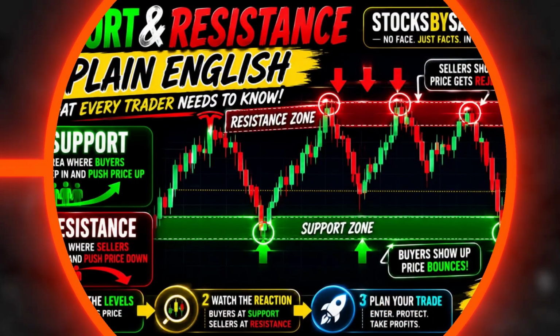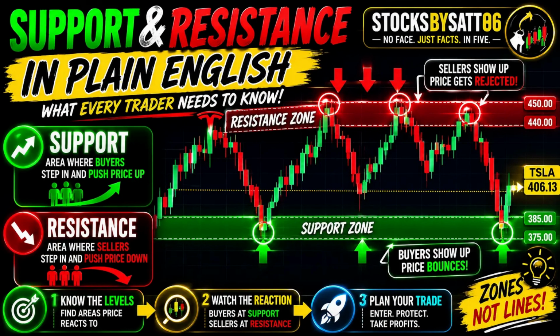In plain English, support is an area where buyers have shown up before and pushed price back up. Think of support like a floor. Price falls into that area, buyers step in, and the stock may bounce. Resistance is the opposite. Resistance is where sellers have shown up before and pushed price back down. Think of resistance like a ceiling. Price rises into that area, sellers take profits, short sellers may step in, and the stock may get rejected.